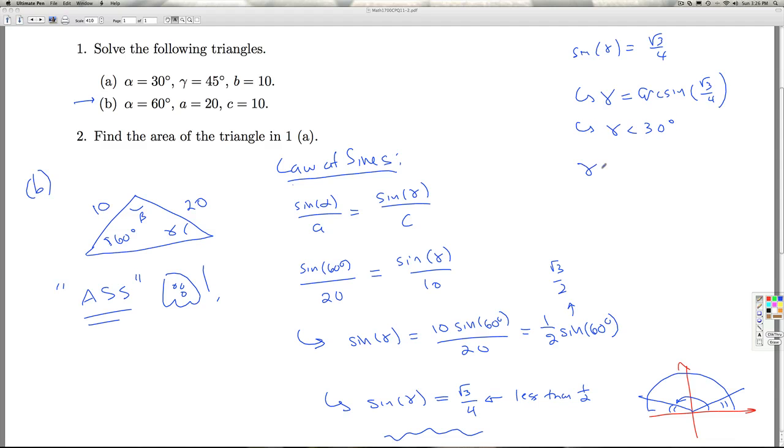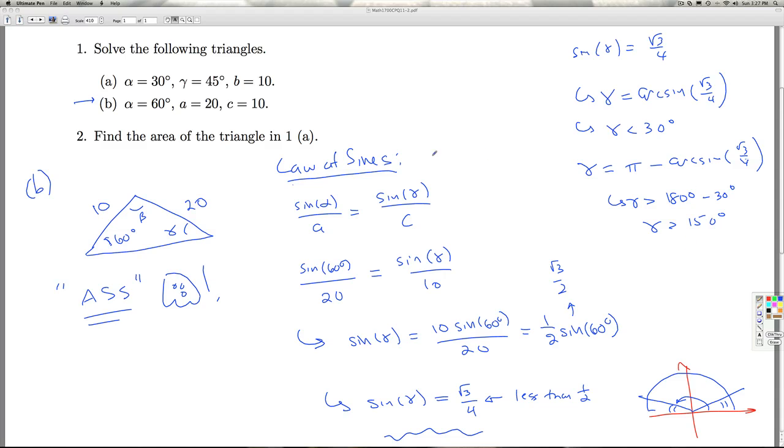Okay, the other alternative is gamma equals pi minus arcsine radical 3 over 4. That's my quadrant 2 angle, which would be something that's going to be bigger. It's going to have to be bigger than 180 minus 30 degrees. So gamma would have to be bigger than 150 degrees. All right. So these are the two potential candidates I have for gamma.